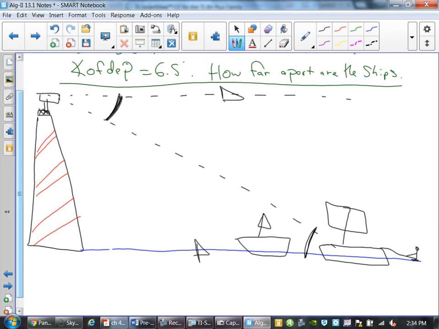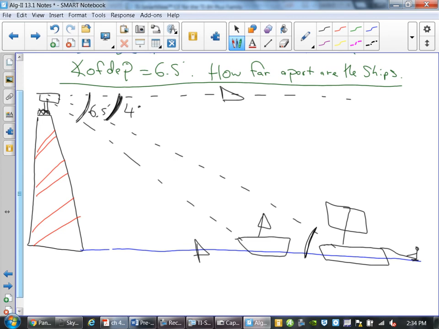Okay. So if you have one of them here and the other one is here, what you need to figure out is which angle goes where. Well, if one angle is 4 degrees, the other one is 6.5. Which one goes to the further away boat? The 4. It's the smaller angle. Okay. The 4 would have to go here, which means this would have to be your 6.5.